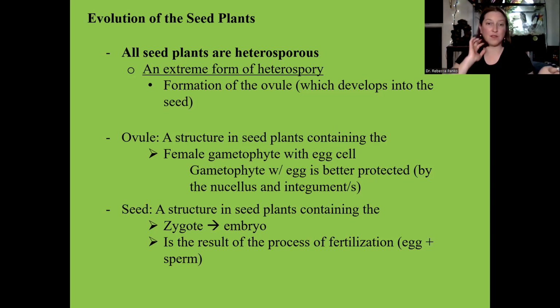And different things will happen converting the ovule into a seed. So whereas in the ovule there was an egg, in a seed there is a fertilized egg which grows into an embryo. And that is the result of egg and sperm coming together in the process of fertilization.